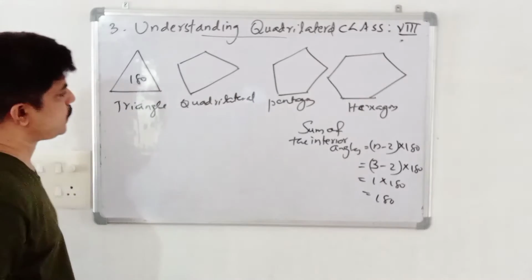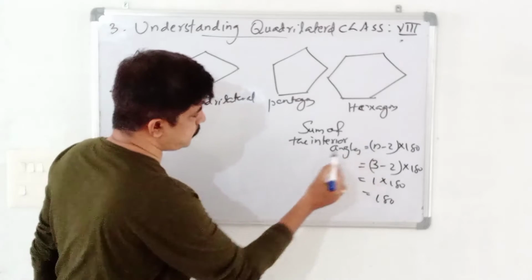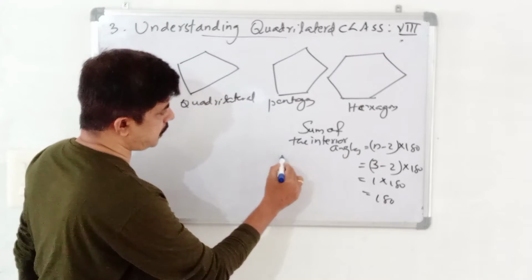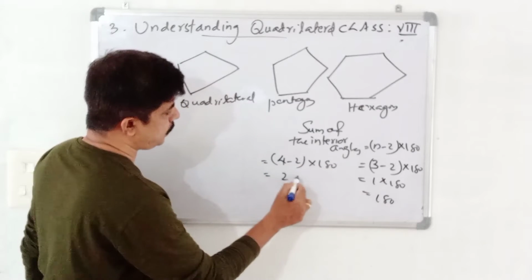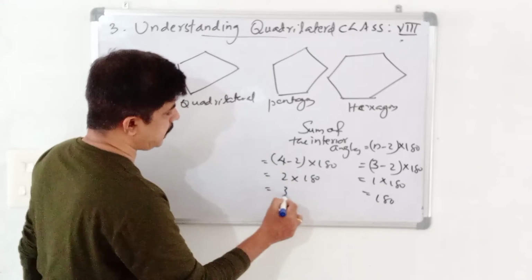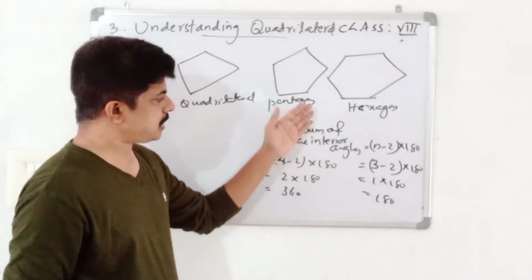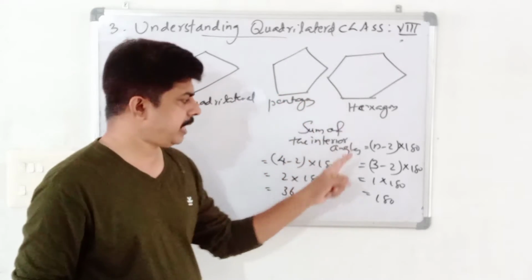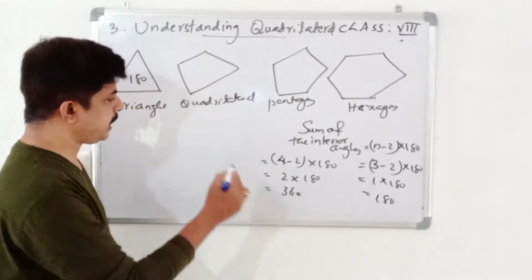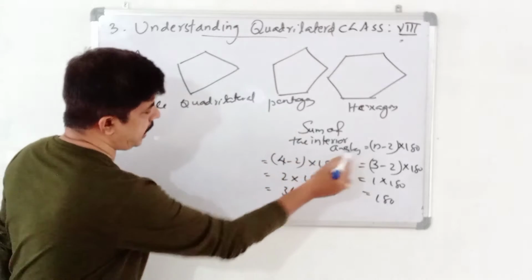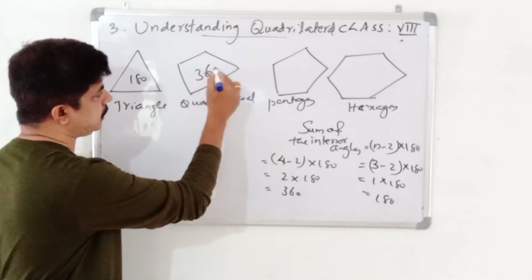What is the sum of the angles of a quadrilateral? To find the sum of the angles of a quadrilateral, n will be substituted by 4. 4 minus 2 into 180. 2 into 180 is equal to 360. Similarly, we can find the sum of the interior angles of any polygon, where n is the number of sides. For a quadrilateral, we got 360.